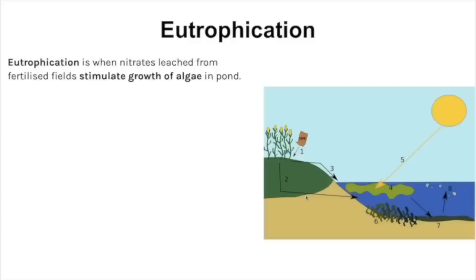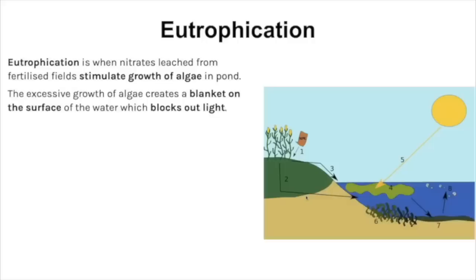And eutrophication is when nitrates are going to stimulate the growth of algae in a pond or a river. It's more likely to happen in a pond though, because in a river, the movement of the water can prevent the algae from growing or staying in one place. So the excessive growth of algae creates this blanket on the top of the water.